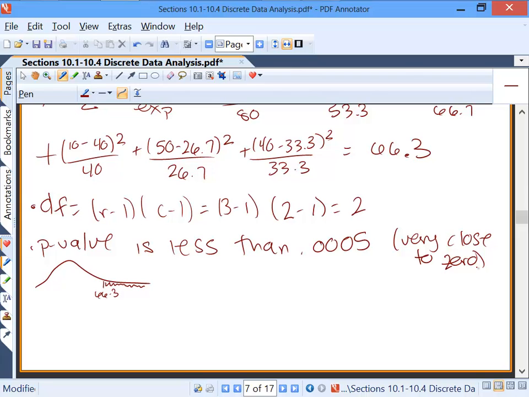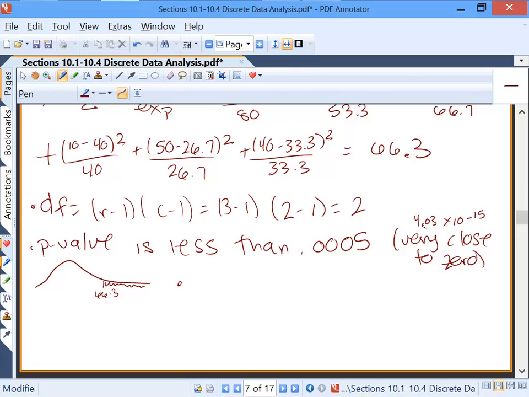Anyone have a calculator that can tell us the exact p-value? I'm going to write this one down in the notes. 4.03 times 10 to the minus 15. 1.03 times 10 to the negative 15? Oh, 4.03. Oh, 4.03 times 10 to the negative 15.